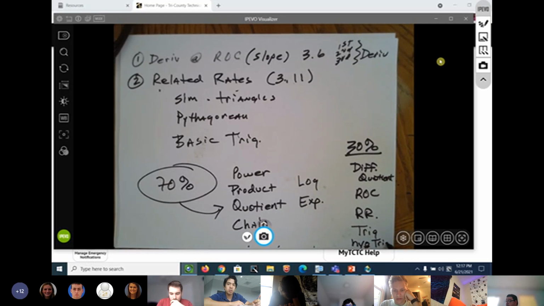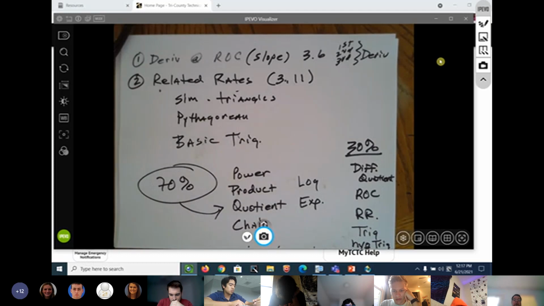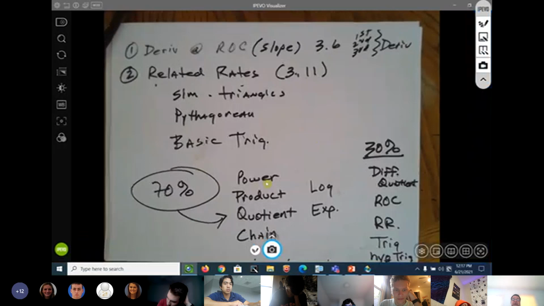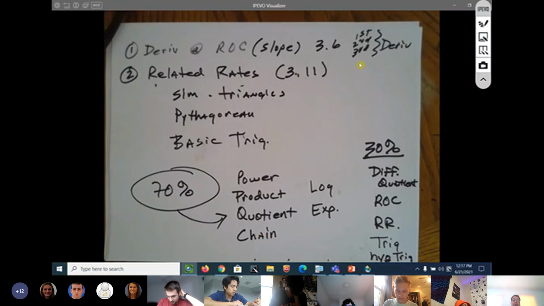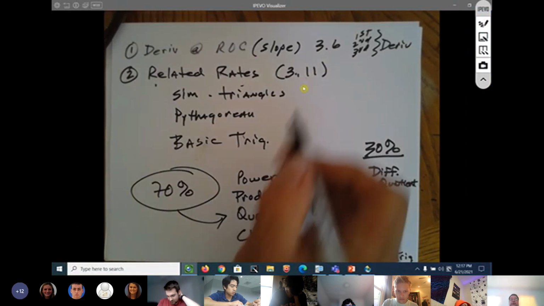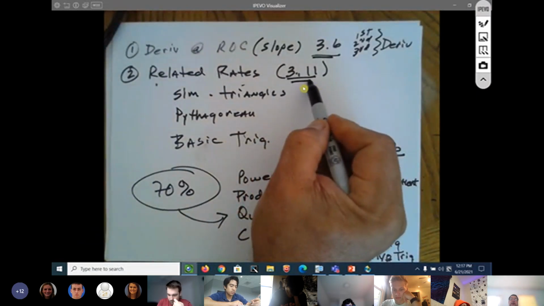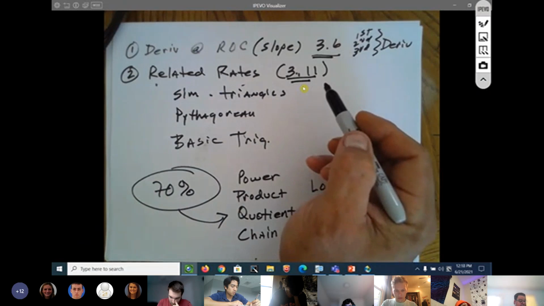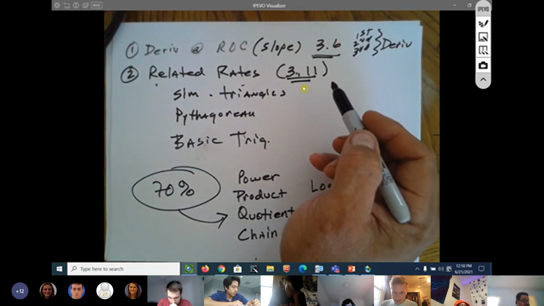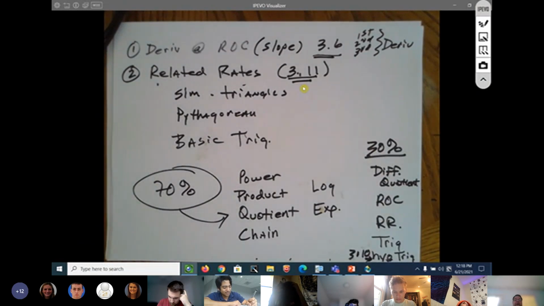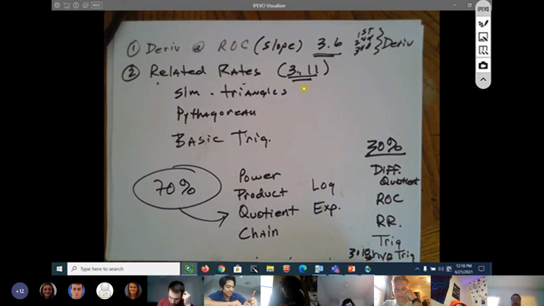Okay, so we're talking 30% on that section. Now I'm going to try to get through these two today. I might not get through them today, but I'm going to try. So that means the last one, 3.10, hyperbolic trig, that'll probably be either tomorrow or Wednesday.